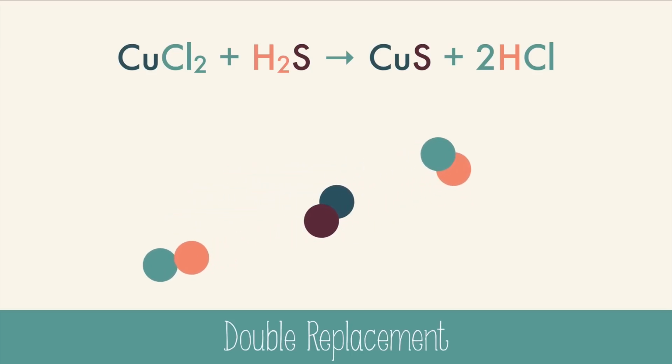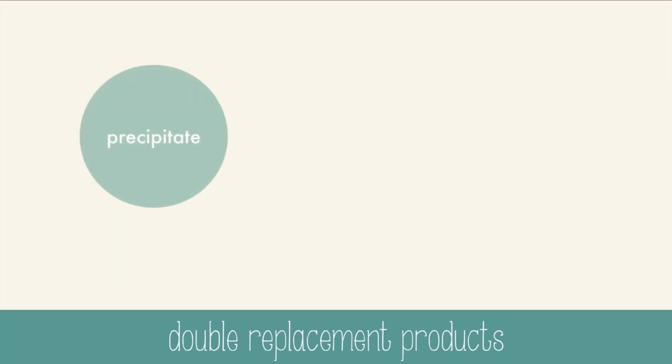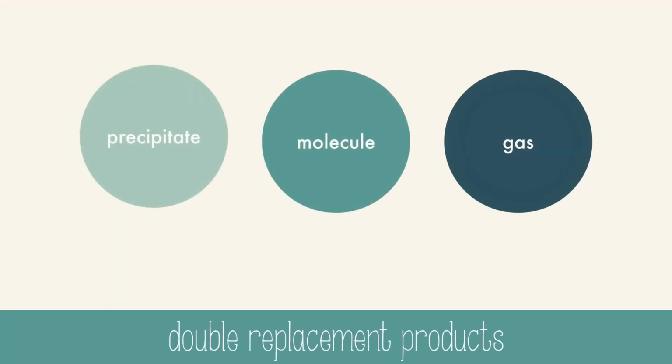acid. So here we have an equation, a drawing, and now a simple formula for double replacement reactions. AB plus CD yields AD plus CB. You can see from this equation that A and C have just switched places, and those represent the positive ions. Usually, a double replacement reaction creates one of three products: a precipitate, a molecular substance, or a gas.